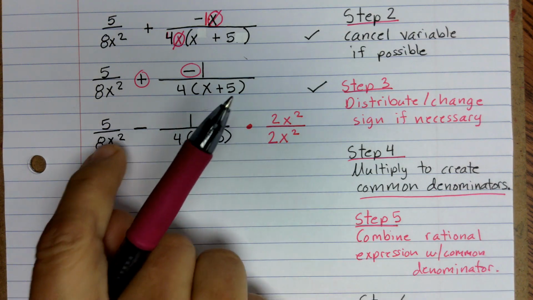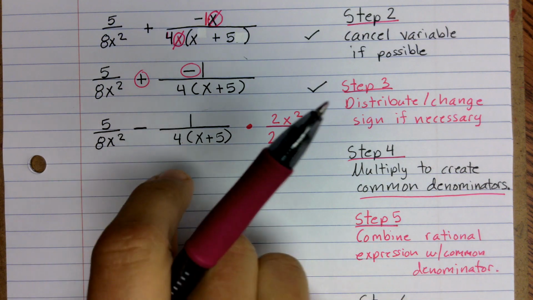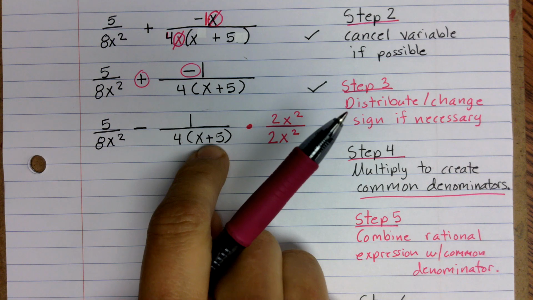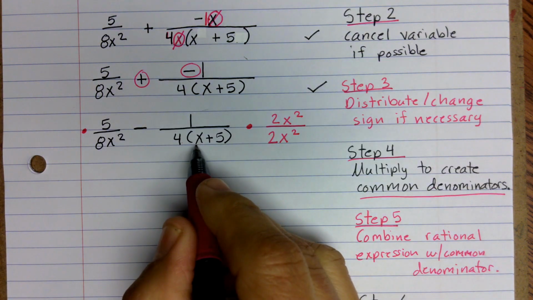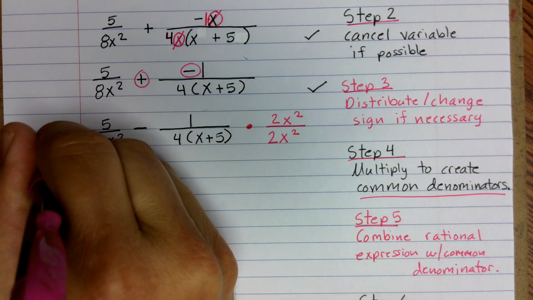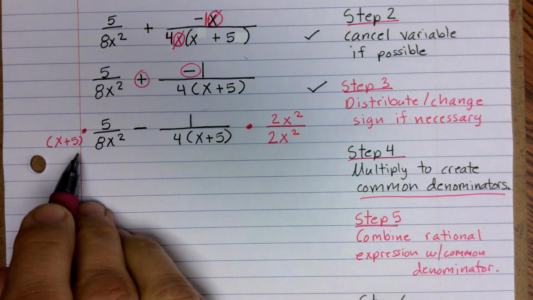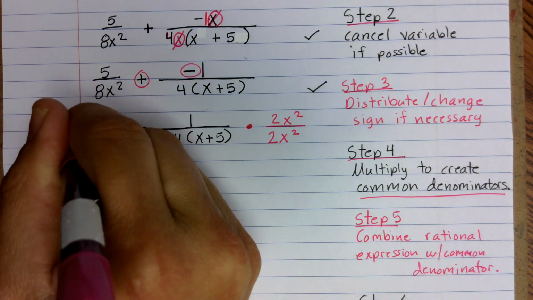Now on the flip side, to get this 8x squared, that gets the 8x squared on both sides. But this 8x squared is missing the x plus 5. So I'm going to have to multiply this left side by x plus 5. And if I multiply the bottom by that, I do have to multiply the top as well.